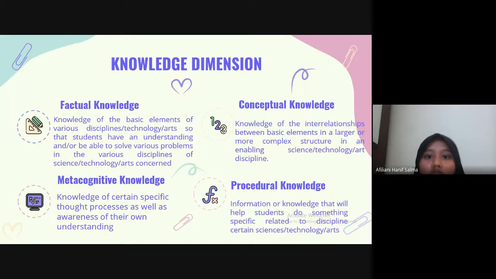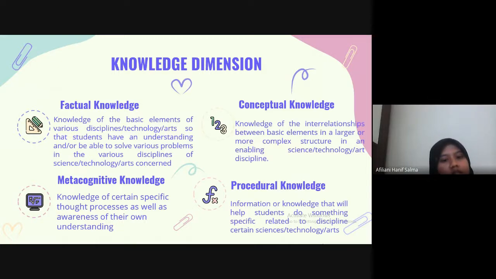And this is the knowledge dimension. First is factual knowledge. This is knowledge of the basic elements of various disciplines, technology, or arts, so that students have an understanding and are able to solve various problems in the various disciplines of science, technology, arts, and concerns. And the next is metacognitive knowledge.